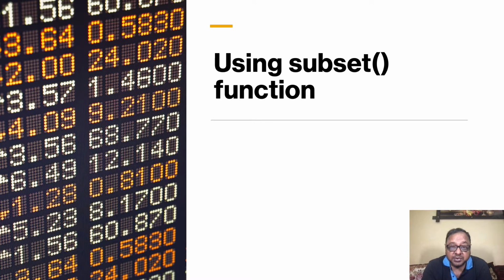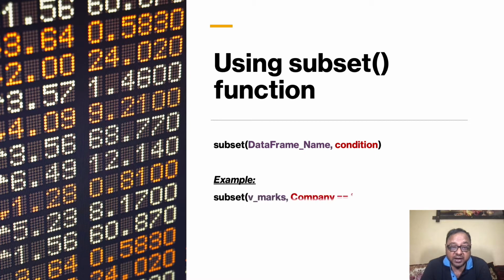The syntax for using the subset function is we say subset and within brackets we give the data frame name followed by a comma and then we give the condition. So based on the condition on this particular data frame, a subset will be created for the records which match the condition. And we can see an example. Our data frame is called v_marks. So if we say subset, within first bracket we say v_marks, comma, company is equal to Atos. This command will return a subset of the data frame v_marks where the company name is equal to Atos. Let's head to RStudio and see this in action.